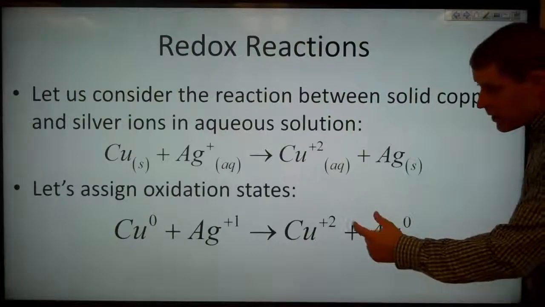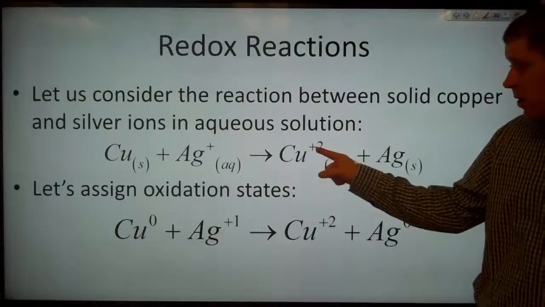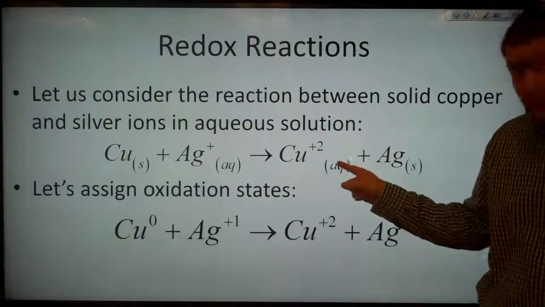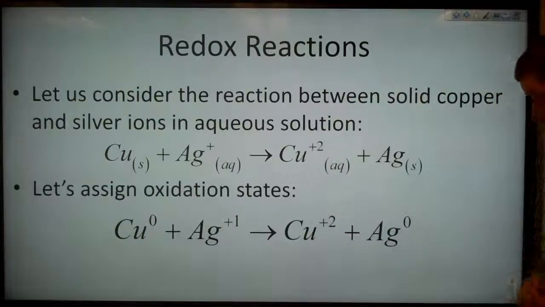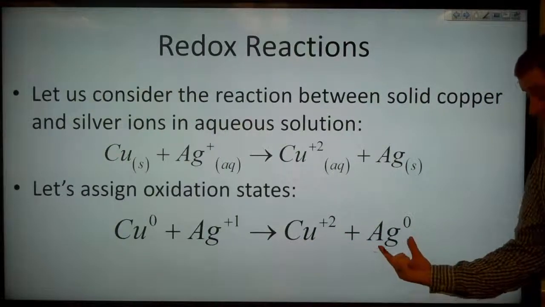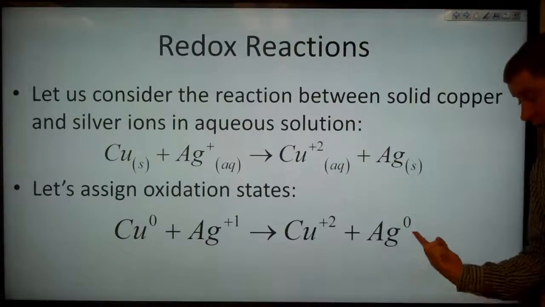We know that the copper ends up with a charge of 2 plus. Note that this really should be written 2 plus, not +2. And that means it has an oxidation state of +2. The silver ends up as solid silver, elemental silver. That means it has an oxidation state of 0.